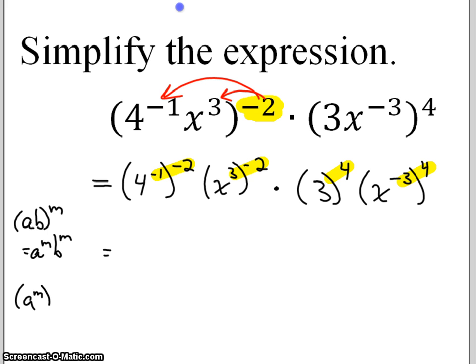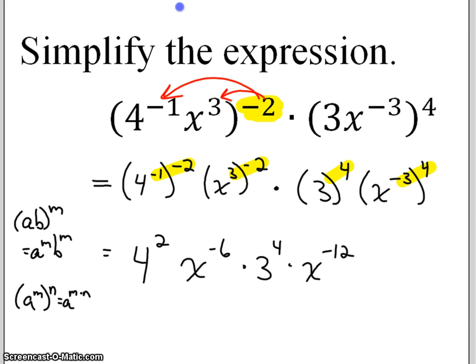Now, maybe you've seen this. A to the m raised to the n equals a to the m times n. So we're going to multiply. So this 4 to the negative 1 times negative 2 is positive 2. This x, 3 times negative 2, negative 6. This 3 just becomes 3 to the 4th. And then this x, negative 3 times 4, is negative 12.